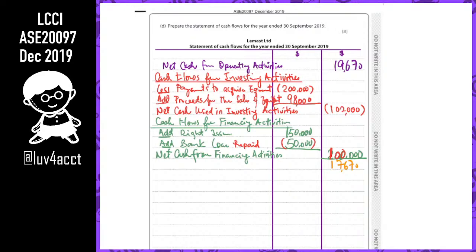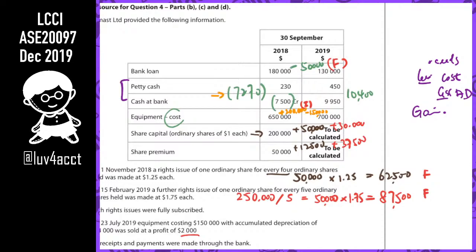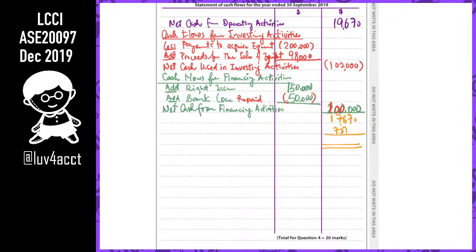So 17670. Let us plug in the last two items to see if it is correct, and then we fill in the wordings later. We have calculated negative 7270 and then 10400. Negative for opening, negative 7270, and then 10400. Let us confirm. 17670 minus 7270. Yes, it is correct. So we fill in the wordings.